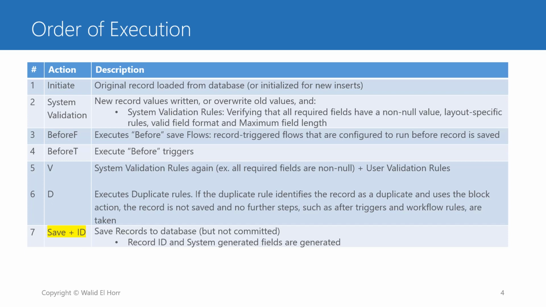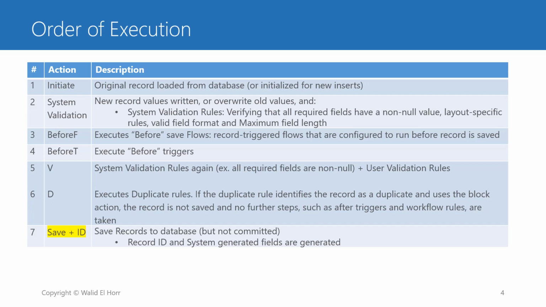Step 4 is executing Apex before triggers. This is similar to the before save flow, but it executes the logic of a before trigger. So we are using Apex code to build a before trigger, and whatever is in the before trigger will get executed in this step. Generally speaking, a before trigger has logic that is used to modify the record itself and not related records.